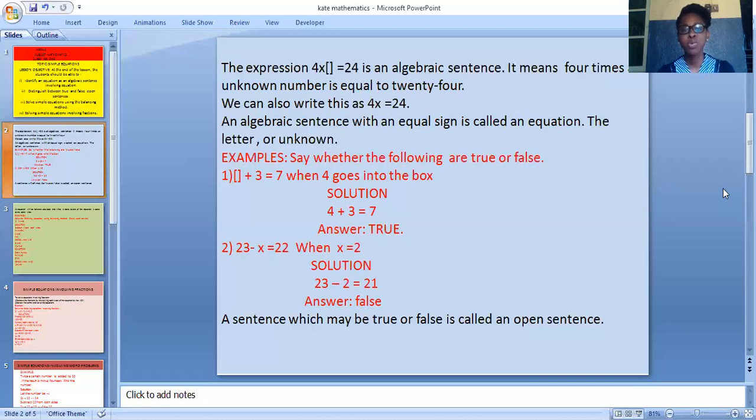A sentence which may be true or false is called an open sentence, meaning that an open sentence can either be true or false. Let's move to different methods of solving simple equations.